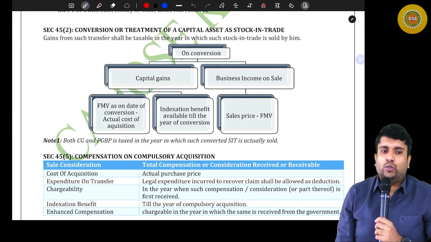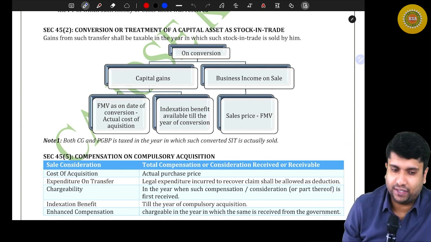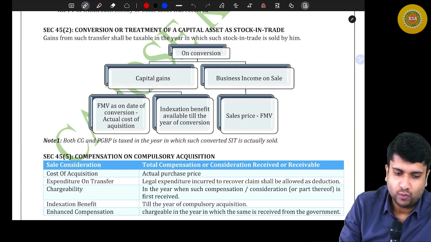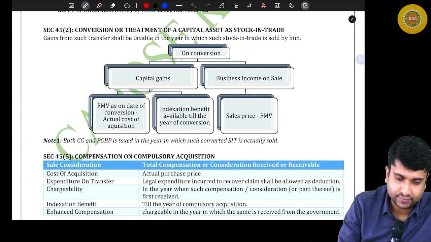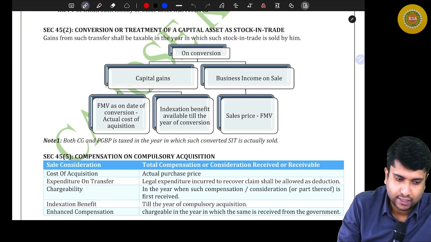All right, friends. So today we will be completing the rest of the provisions. Without wasting time, let's start with the capital gains. We have certain pending items under capital gains, so let's finish off all the pending items under capital gains.